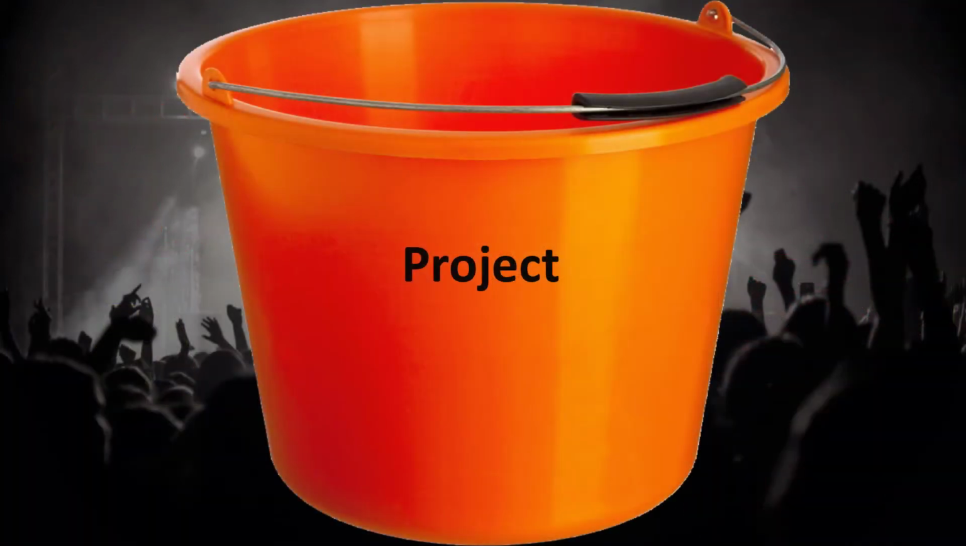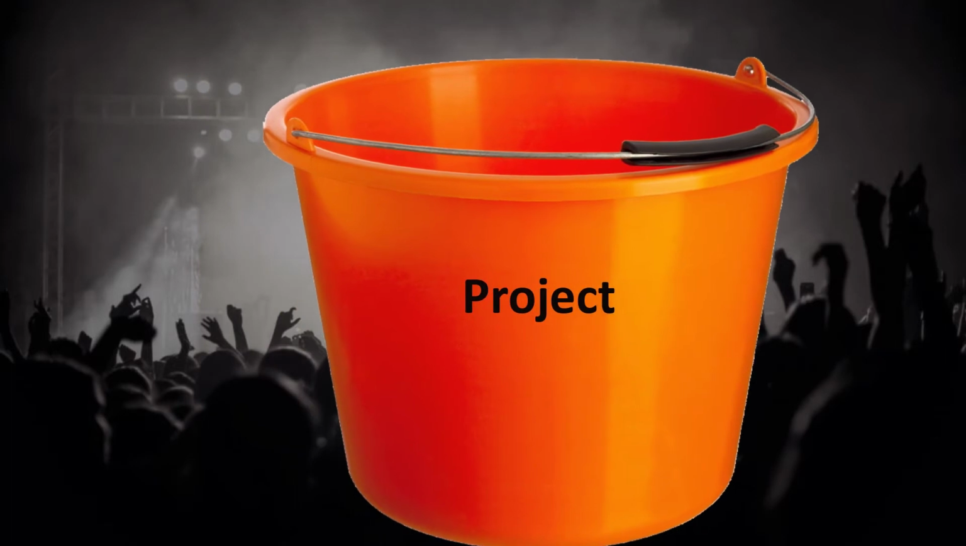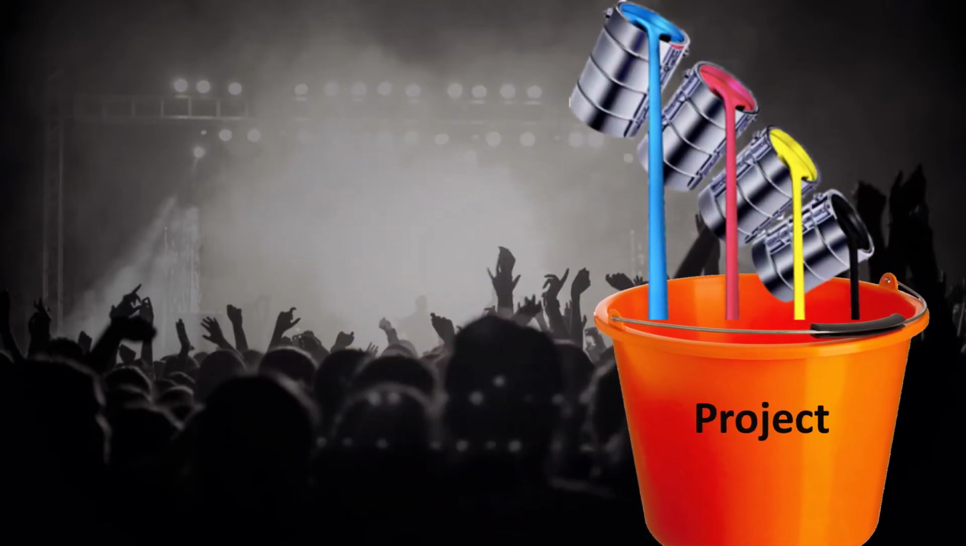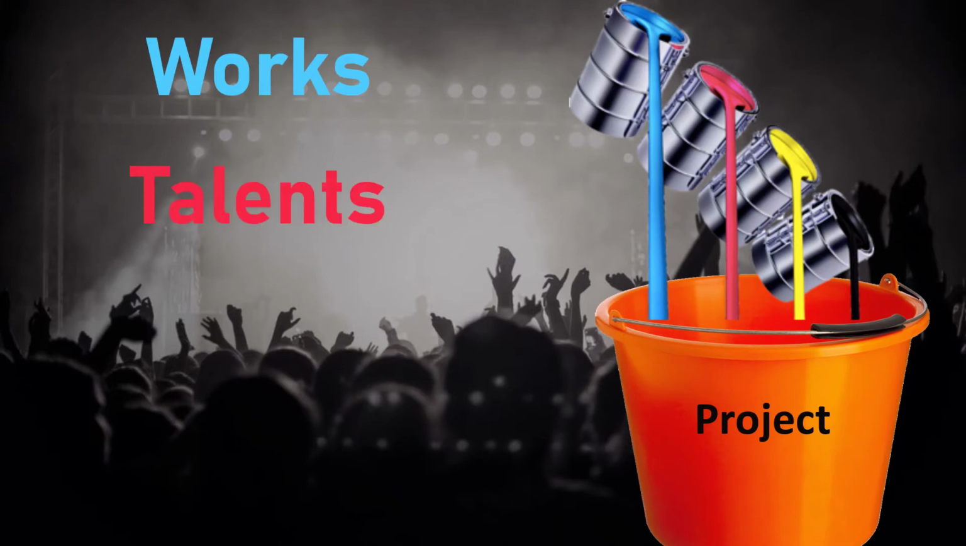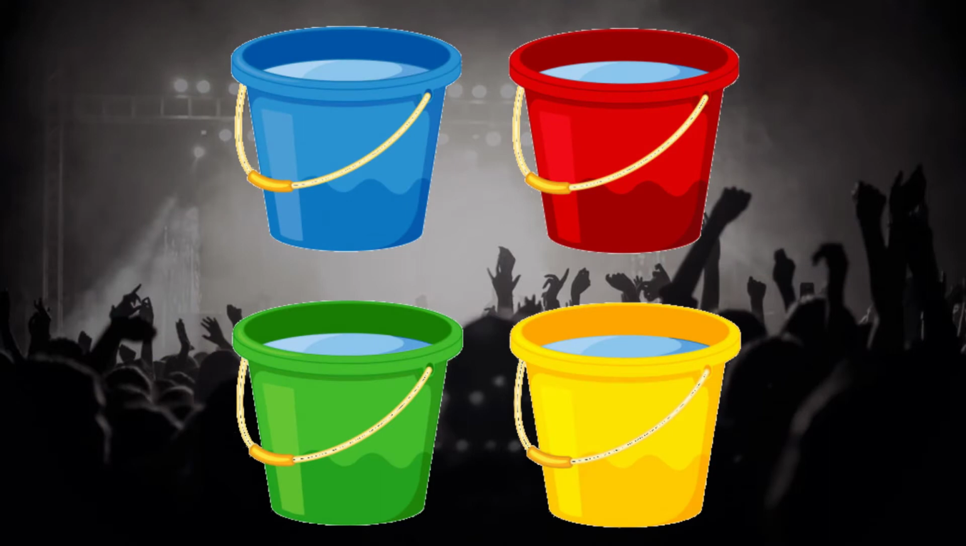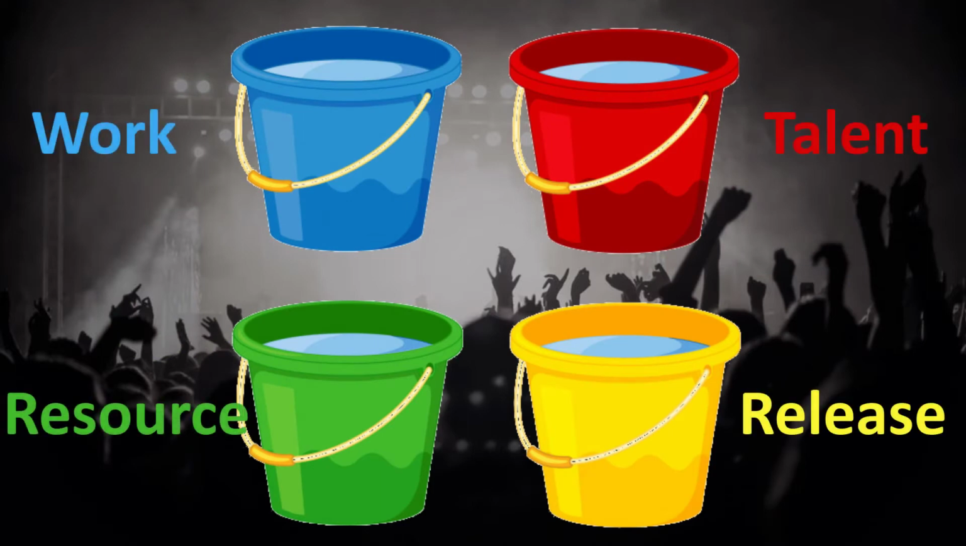So, I mentioned that a project is like a bucket, a big parent bucket that holds other smaller child buckets. It holds the works, talents, releases, and resources, each in their own subfolder or bucket within the project. But wait, shouldn't we define these other buckets so we can get a clearer idea of what actually lives in a project? We'll discuss each of these data items in greater detail in other videos.